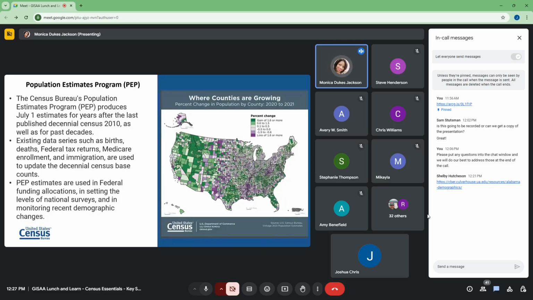And on the screen, you'll see a map, which is showing an image from our population estimates from 2021. This graphic shows where counties are growing, percent change in population by county. So those highlighted in green are showing a gain of 1.6 or more percent change.